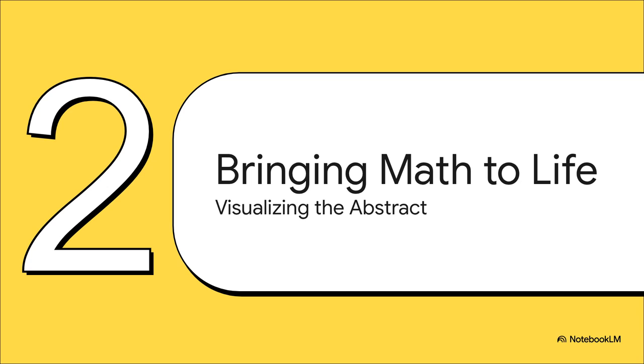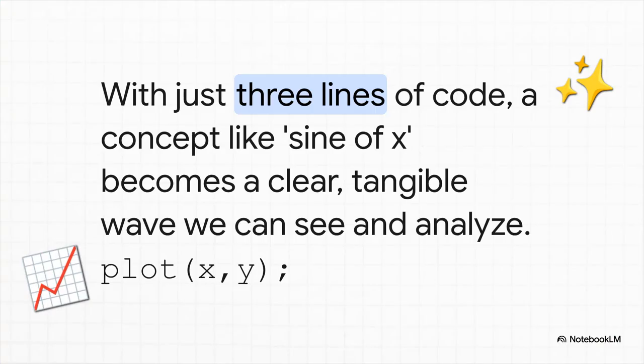Abstract formulas can be tough to wrap your head around, but a picture really does tell 1,000 words. Check this out. With just 3 simple lines of code, an abstract idea like sine of x stops being just symbols on a page. We just tell it to create a bunch of x values, calculate the y for each one, and bam! The plot command instantly gives us this clear, tangible wave we can actually look at and analyze.